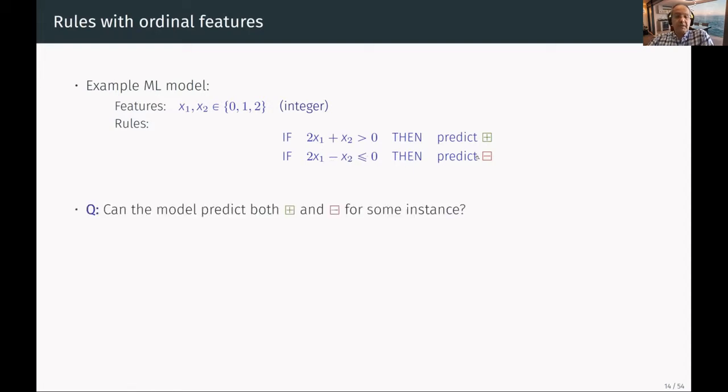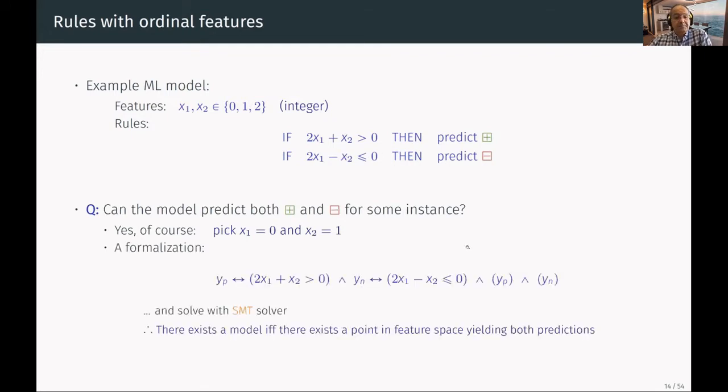So a fair question is whether the model can predict both plus and minus at the same time. Is there a point in feature space where we are going to predict both plus and minus? How can I find this? In this case, if I think about it for some time, it's clear that this can happen. If I put x1 equals 0, it's 0, 0. If I put x2 equals 1 here, it's 1, greater than 0, and minus 1, less than or equal to 0. So I'm going to predict both plus and minus.